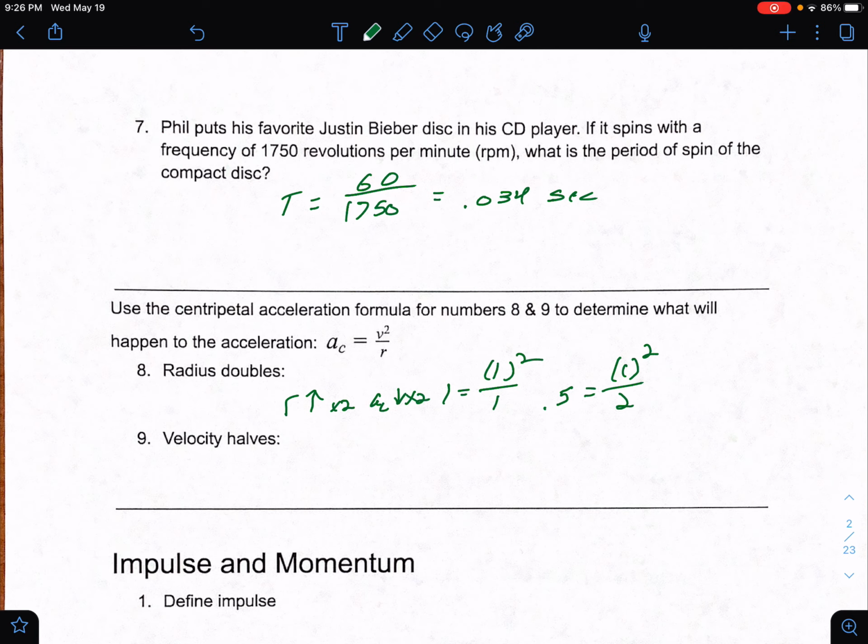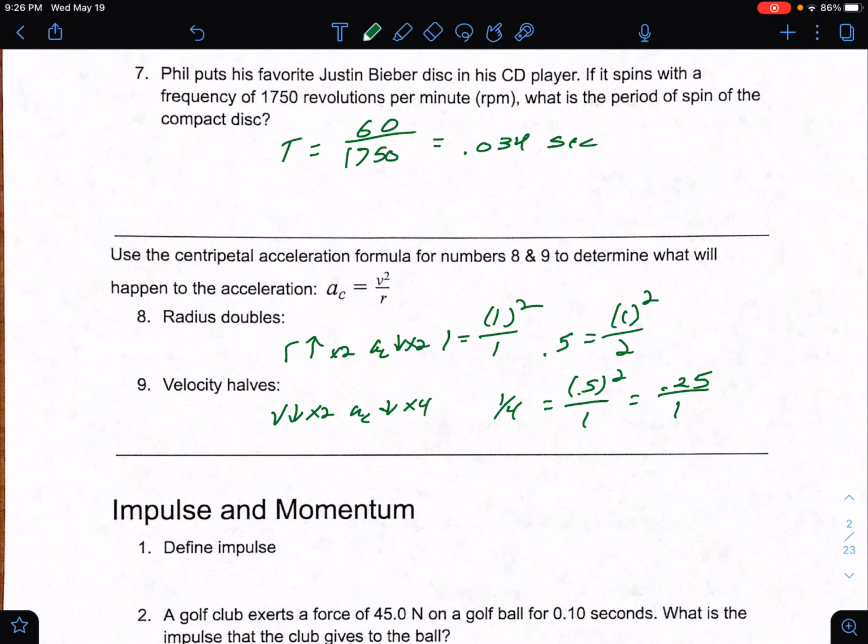Okay, same thing on this one. If my velocity goes down by 2, so basically I'm halving it, we're going to do the same thing over here. So I'm going to do the 1 squared thing. If I were to half my velocity, so 0.5 squared, and leave my radius the same, which would be 1. Okay, so 0.5 squared comes out to 0.25 over 1. So this would be 1/4, or 0.25. That means your acceleration is actually going to go down by 4. Okay, so that's a little trick you can do. Just use ones and then just switch one of the things.